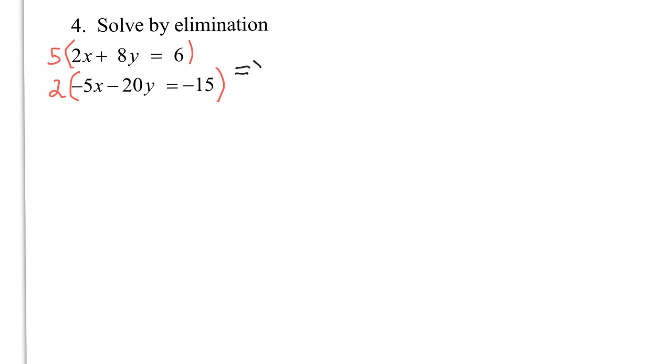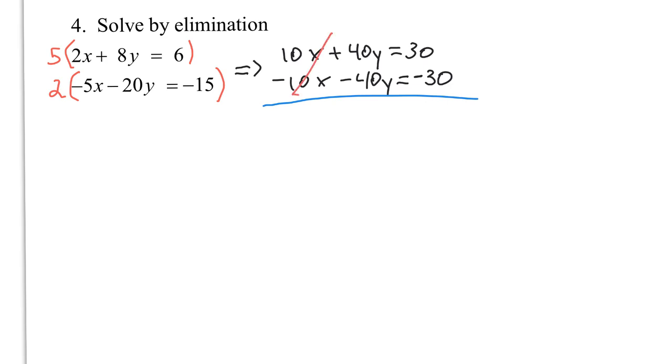Now you guys distribute. So on the top, you guys will get 10x plus 40y equals 30. And on the bottom, negative 10x minus 40y equals negative 30. Wow, look what happens. When you guys add, well, we know the x's are going to cancel. 10 minus 10 is 0. But look at the y's. They also cancel. So I'm going to bring down the equal sign here. And when everything cancels on one side, it's not going to be empty. It's going to be 0. Everything cancels. 40 minus 40 is 0. 10 minus 10 is 0.